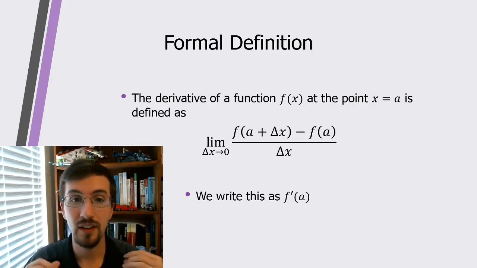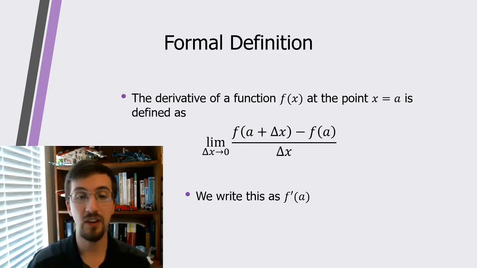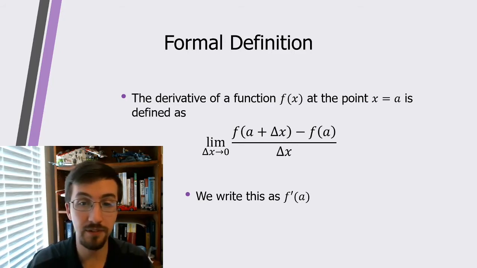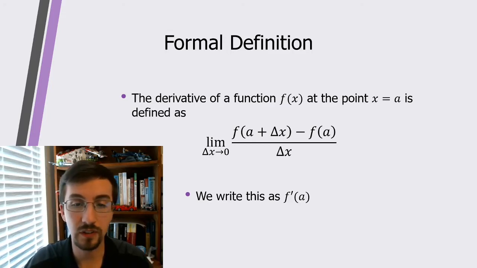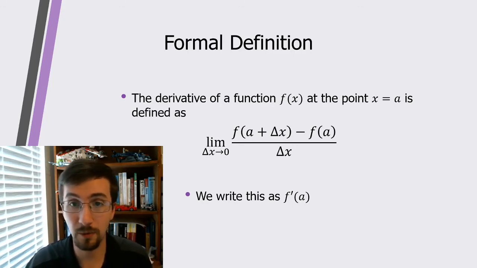So the formal definition is, of course, it's math, it's fancy. It goes like this. The derivative of a function f of x at the point x equals a is defined as the limit as delta x approaches 0 of f of a plus delta x minus f of a, all over delta x. We write this as f prime of a. So the prime means our derivative. This is super fancy. If you've ever had to do this before, you know it's terrible. We have a lot of simpler rules we'll cover in other videos.